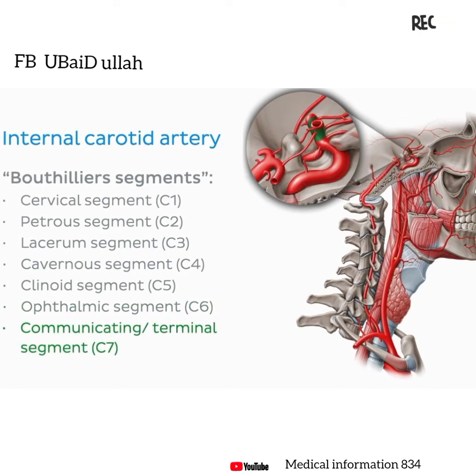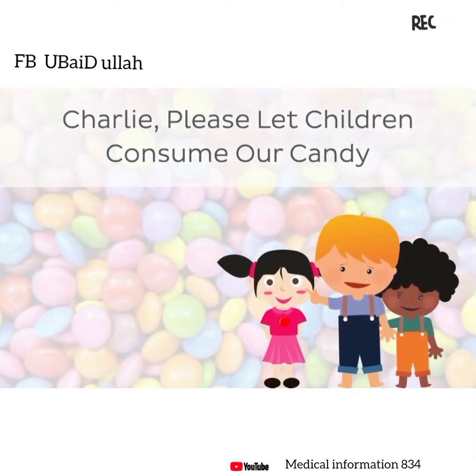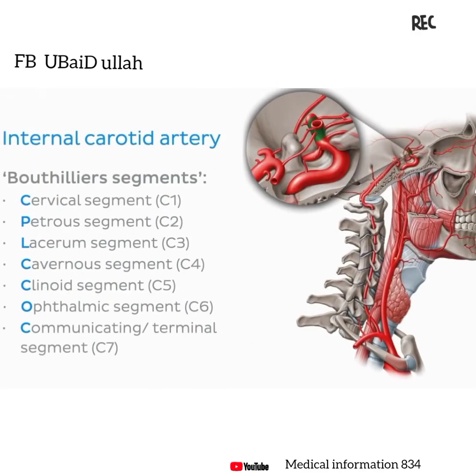How about another mnemonic to help you remember this list of terms? To memorize the 7 segments of the internal carotid artery, try using the mnemonic, "Charlie, please let children consume our candy." As always, the first letter of each word stands for a segment of this artery.